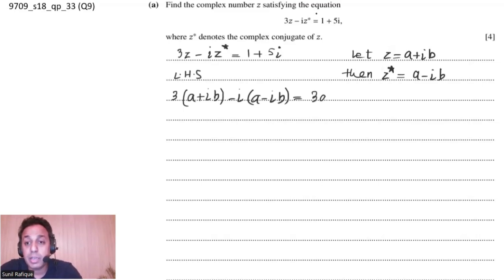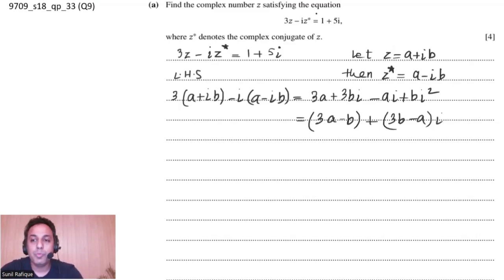So it's going to be 3a plus 3bi and minus ai and plus b i squared. So the real part is going to be 3a minus b, and the imaginary part is going to be 3b minus a. So we know that this left-hand side is equal to the right-hand side. So now you can equate the real and the imaginary parts.